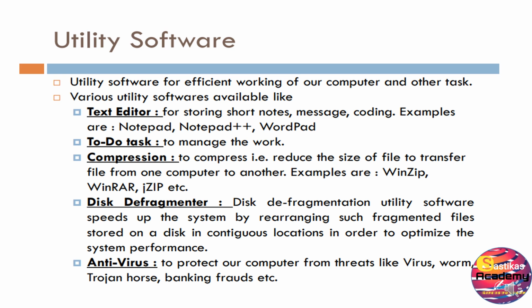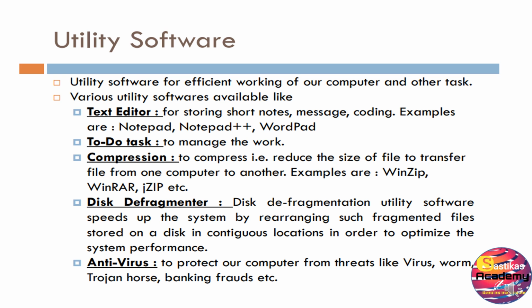Compression: if a file is too big for file transfer, compression is used to reduce the file size, like WinRAR, WinZip, these kinds of compression software. And disk defragmenter, this is about memory allocation. When we are storing data, it will be allocated in different locations, and so much space is occupied. So to optimize the system performance, we can use this disk defragmenter. By using this, it will arrange the data in order and remove the white spaces.